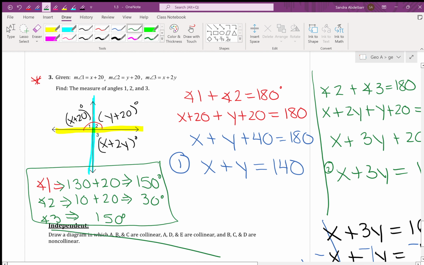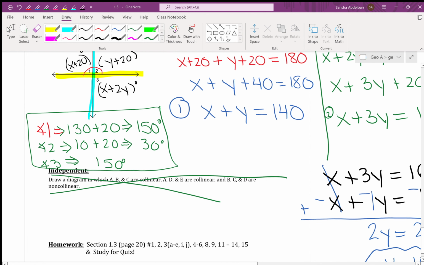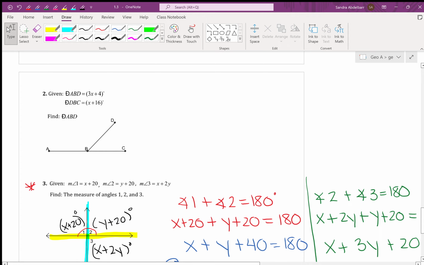You do not need to worry about anything like the independent. There will be nothing on that. We still have 6 minutes, so let's go back to number 2 that I said we'll skip.